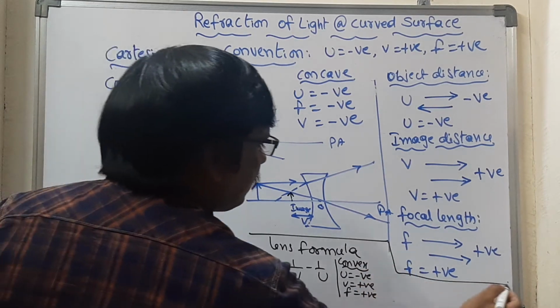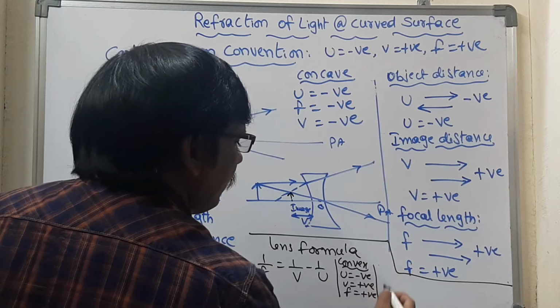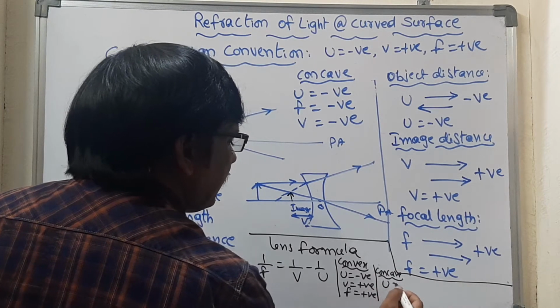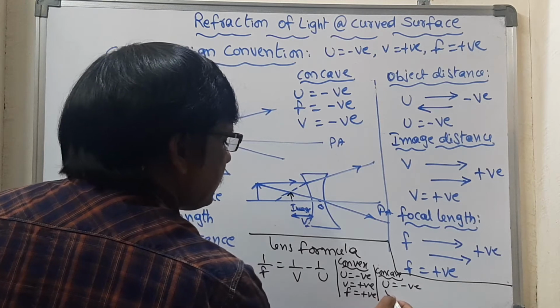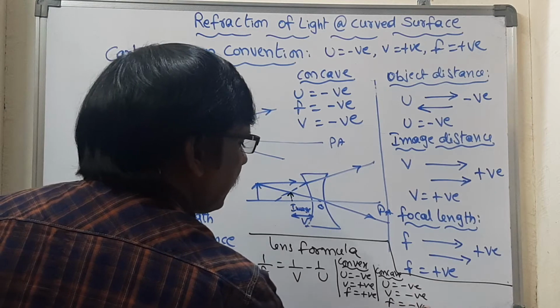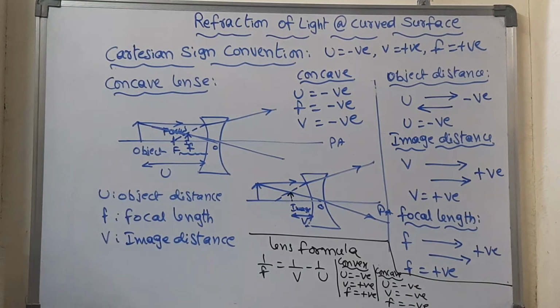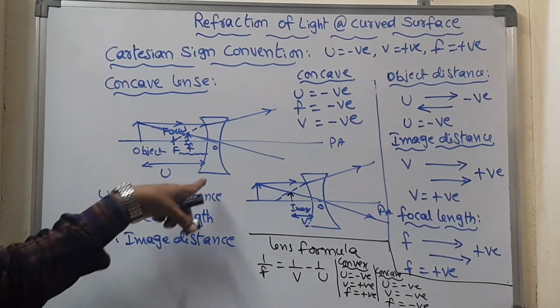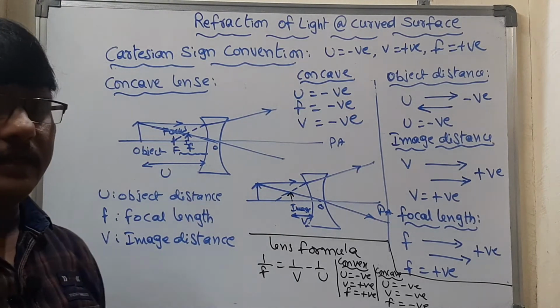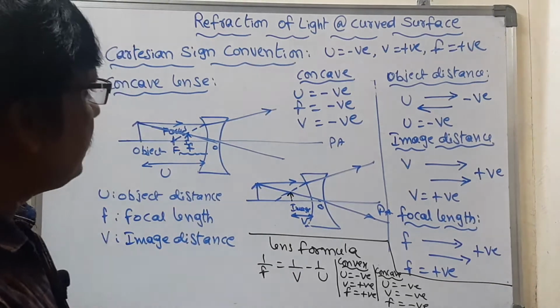Okay, and in case of concave, what can we consider? For concave, everything is negative: object distance, image distance, even focal length is also negative. Okay? That is only if we assume it is a thin lens. If it is a thin lens, we can consider all of these.